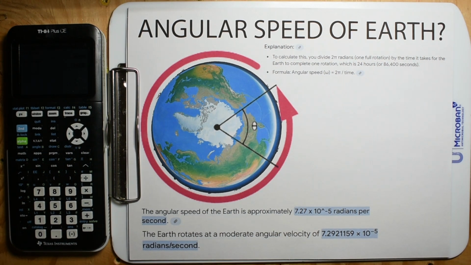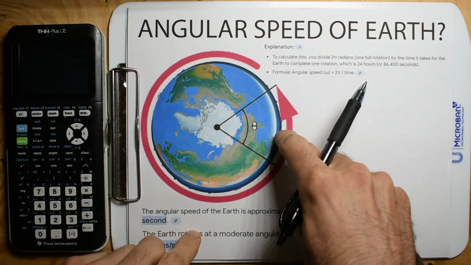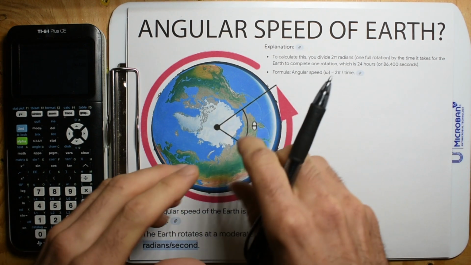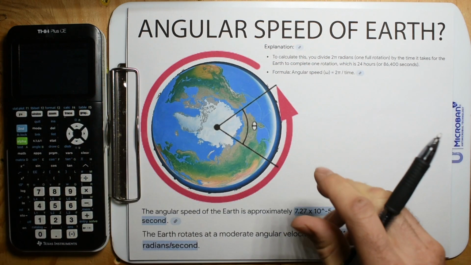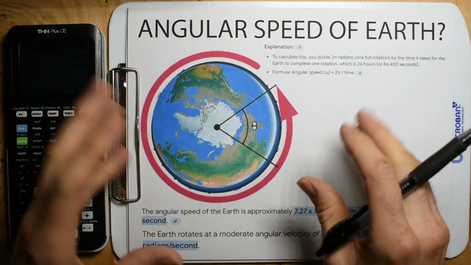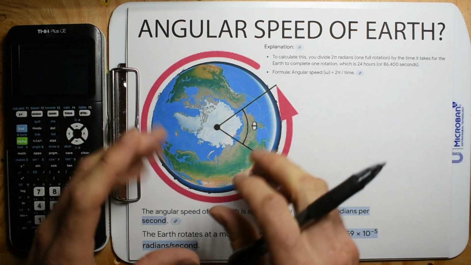So why would we want to find the angular speed of the Earth? Because it's useful. If we're at the equator, this is a top-down view, we're getting flung off. But the Earth actually spins very slowly, so we're not getting flung off very much. But that is a centrifugal force that's flinging us off.